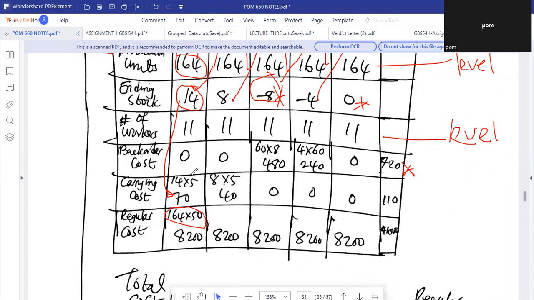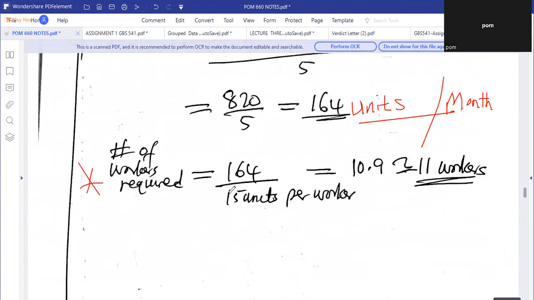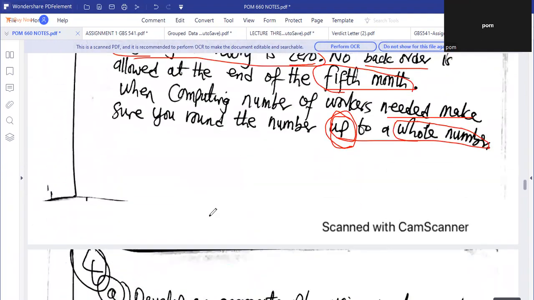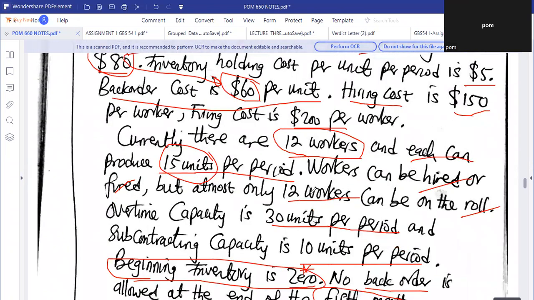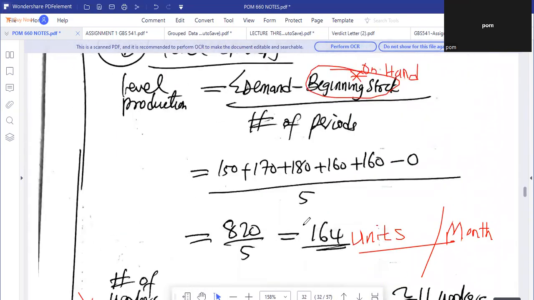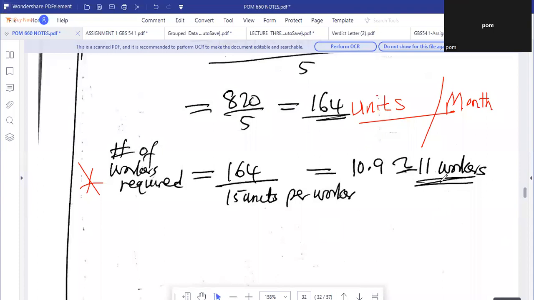Now, since they told us about the current workforce, we are talking about 12 workers. There were 12 workers on the current basis. But how come we have found 11 workers? We found 11 workers for the level strategy here, meaning that they only fired one worker and maintained 11 of them.